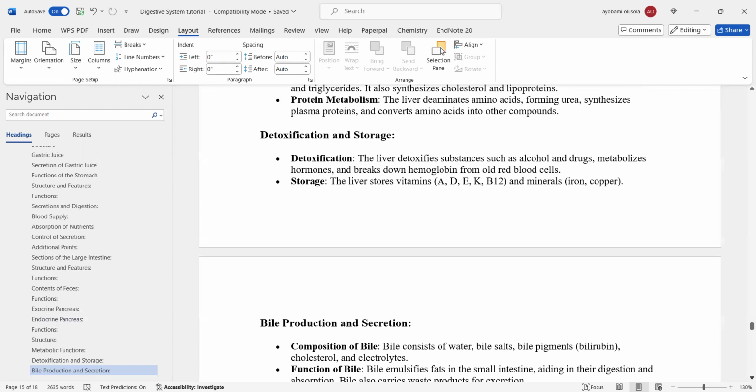The liver also stores vitamins A, D, K, and B12, and minerals like iron and copper. A, D, K, they are fat-soluble vitamins, and that's why they are stored. When they are in excess, the liver stores them. That's why overdosage of these vitamins can cause health issues.